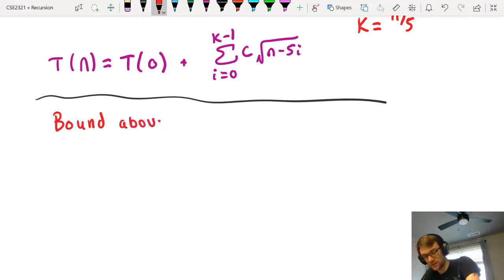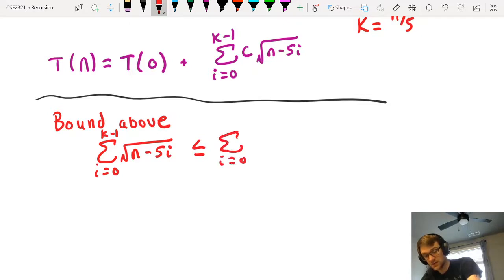Bound above. To bound that summation from above, we're going to take the original summation from i equals 1 to k minus 1 of radical n minus 5i. We replace each term in the summation with the largest term. The largest term in that summation is radical n. Why is it the largest? Well, n minus 5i is decreasing in i, so the value of i that would make it the largest would be the smallest value of i I'm considering. So it should be plugging in i equals 0, which would be radical n.